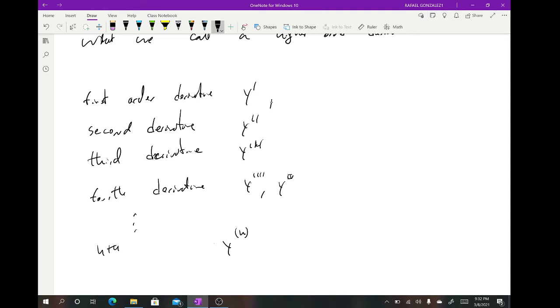There's other ways of expressing this. So if you were using the f notation, it will be f prime of x, f double prime of x, f triple prime of x, f to the fourth of x.